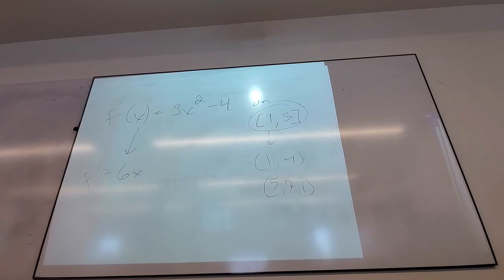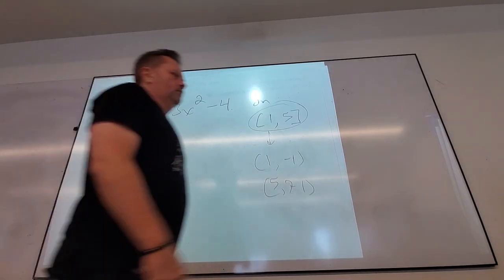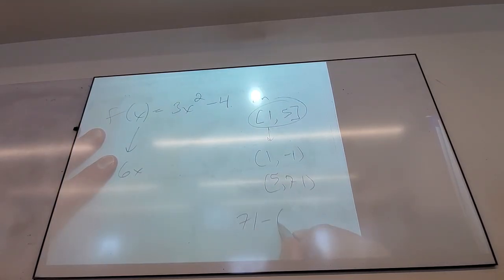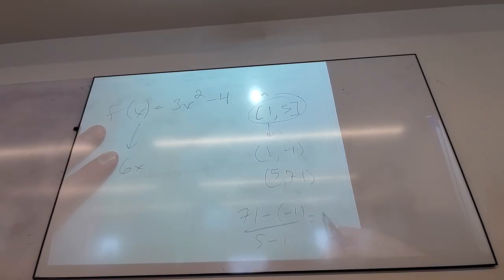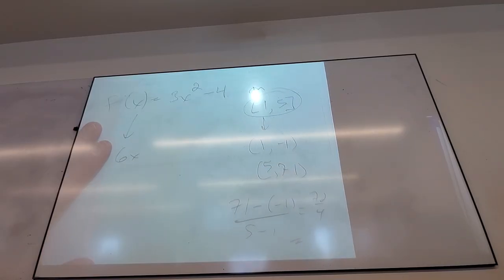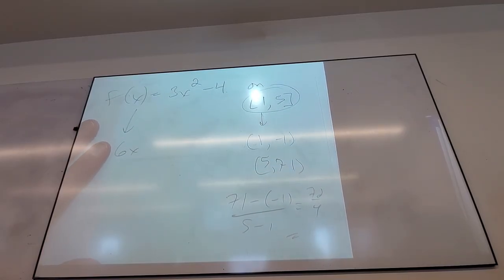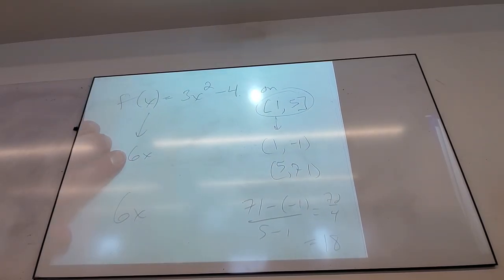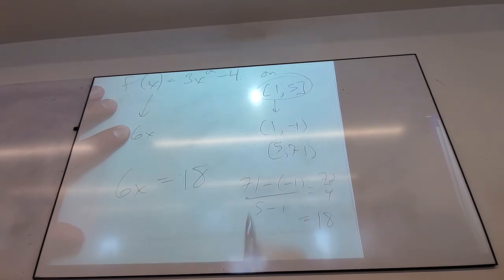How do I get the slope between those two points? Now we're back in algebra. It'd be 71 minus -1, y2 minus y1 over 5 minus 1. 72 divided by 4 is 18. Kick ass. So then I take my slope and I set it equal to the slope I want it to be.